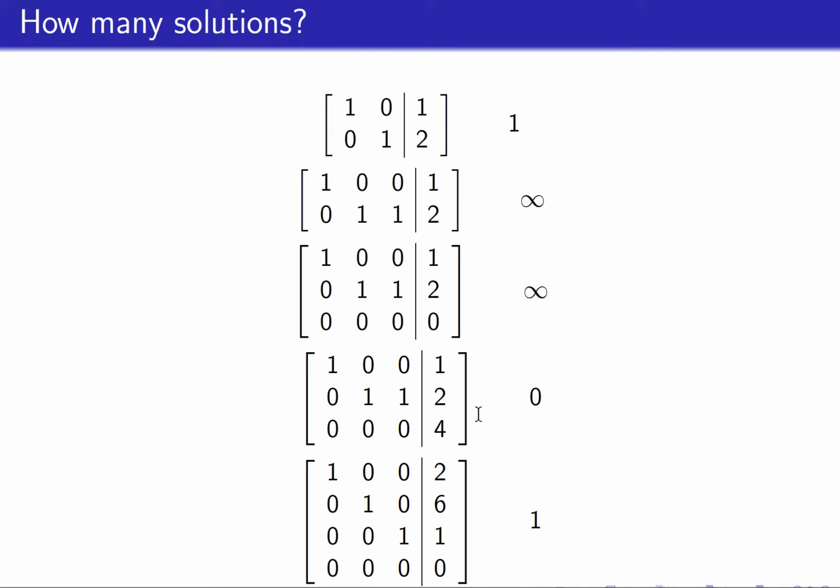Now look at this one. This one has no solutions because we've got this contradictory row here: 0 is equal to 4. And this one has one solution. We've got all these pivots on every column. We never skipped a column. This is irrelevant here. So there is no contradictory row, no skipped column. There's one solution.